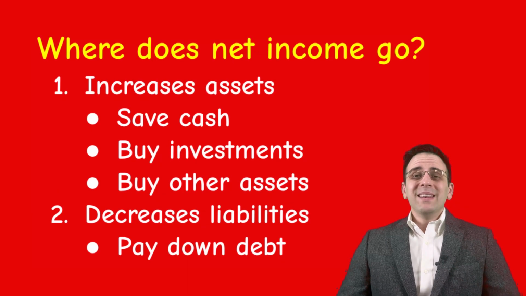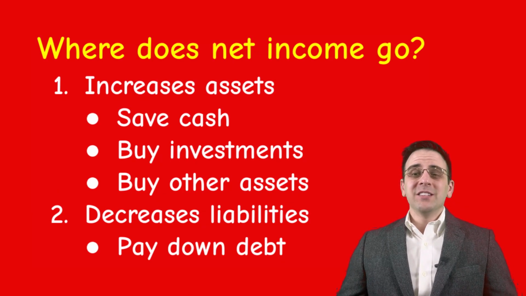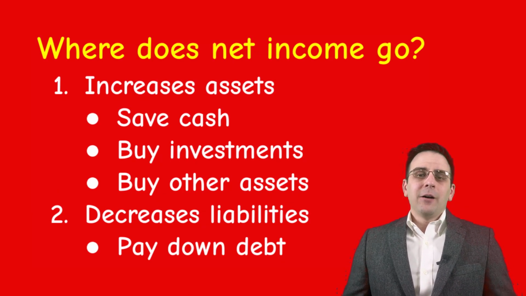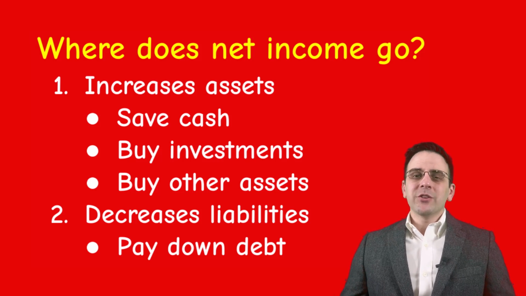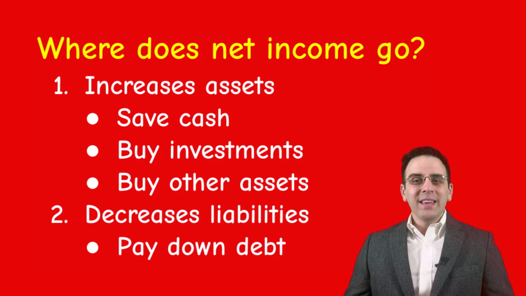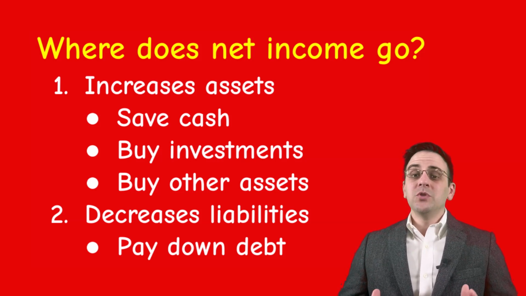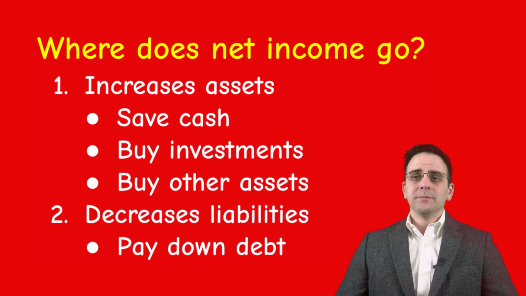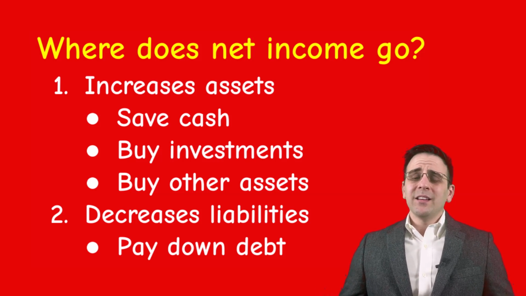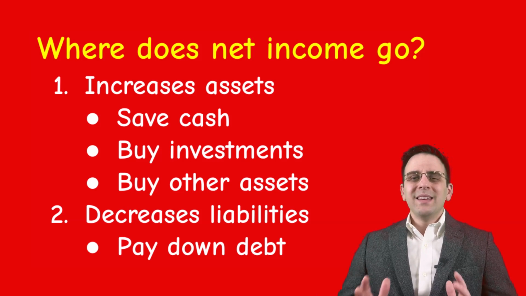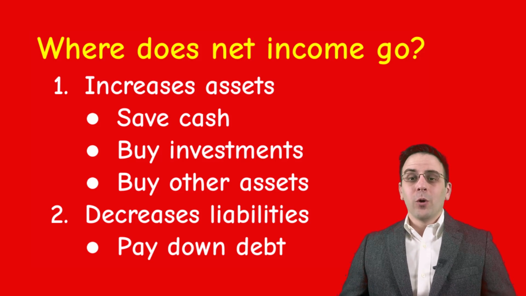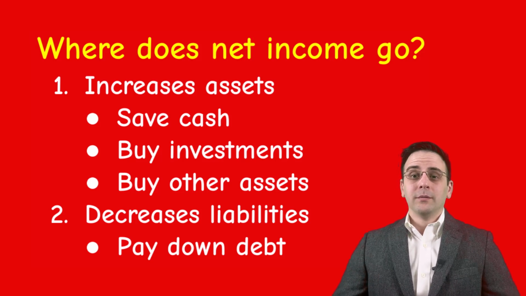First, my net income can increase my assets. How? Let's say I keep this extra money in a bank account after I earn it. Since a bank account holds cash, which is an asset, my net income just increased my assets. I can also use my net income to buy investments and other assets. When my net income is used to increase my assets, my net worth also goes up.